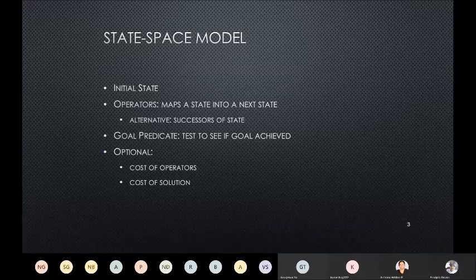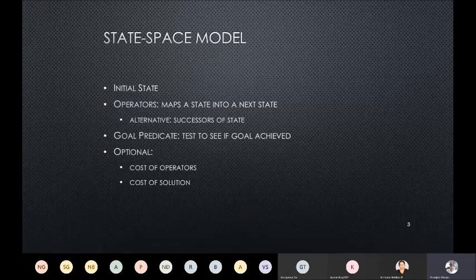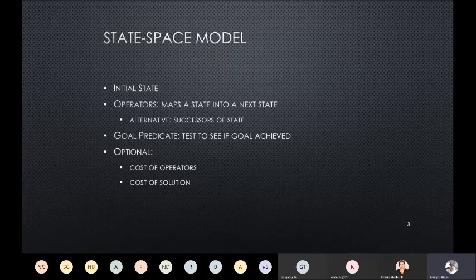So what is a state space model, or what are the components of a state space model? First is an initial state from which you will start the state space search operation. Second is a set of operators. That means something that will map a state into a next state. So for example, if I take the city example, from Bangalore I will move to Chennai, or from Bangalore I will go to Mumbai.